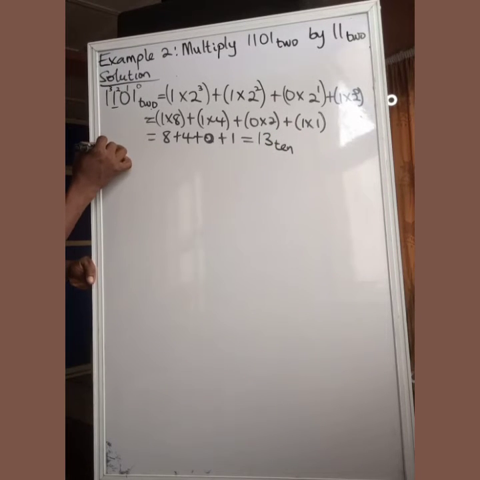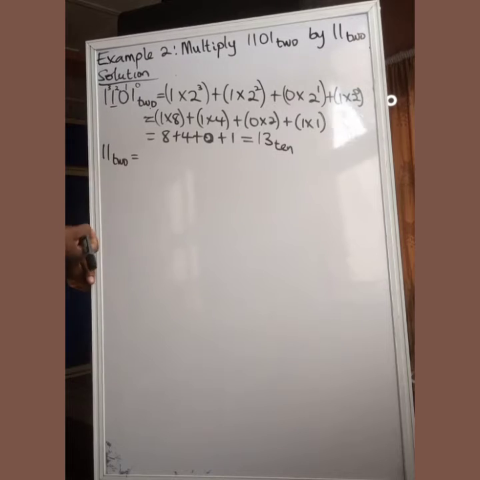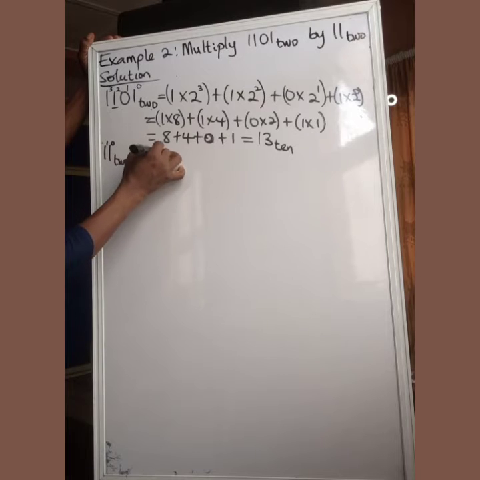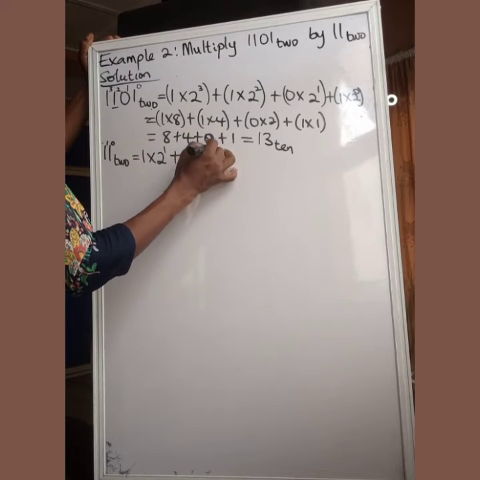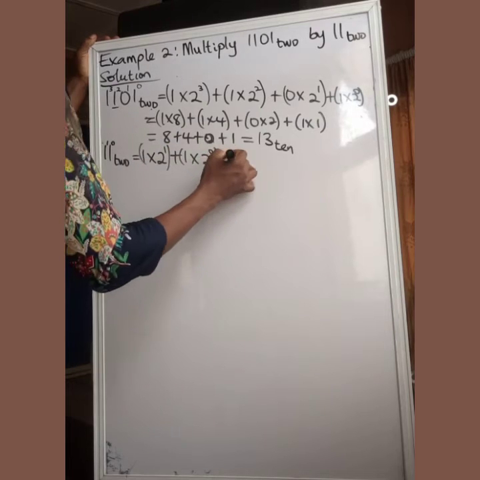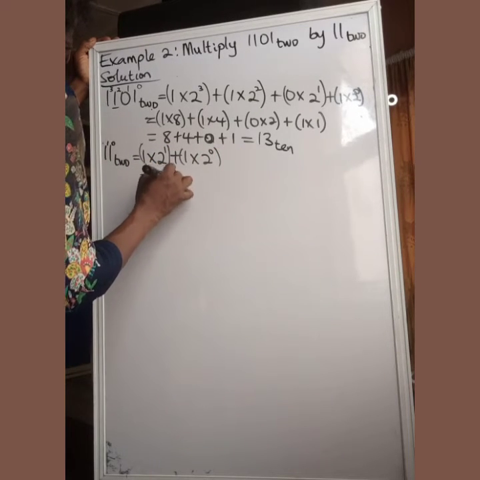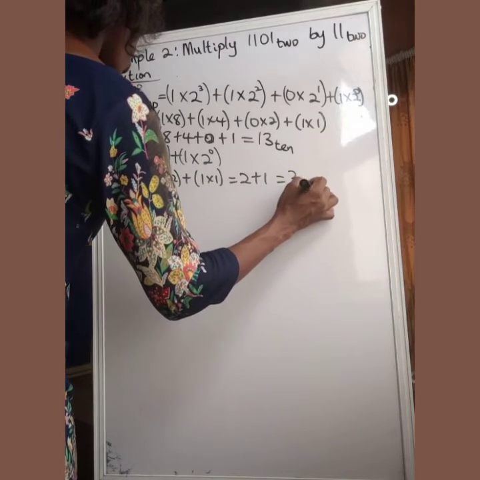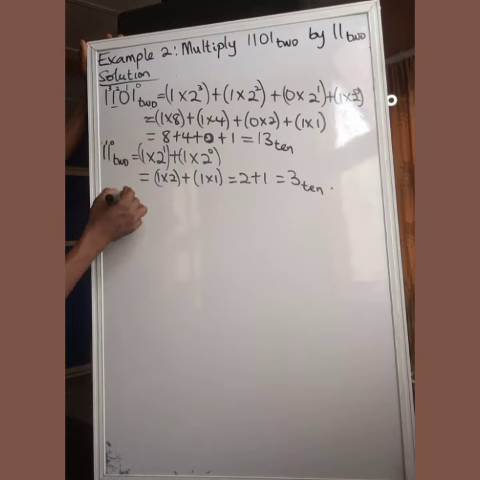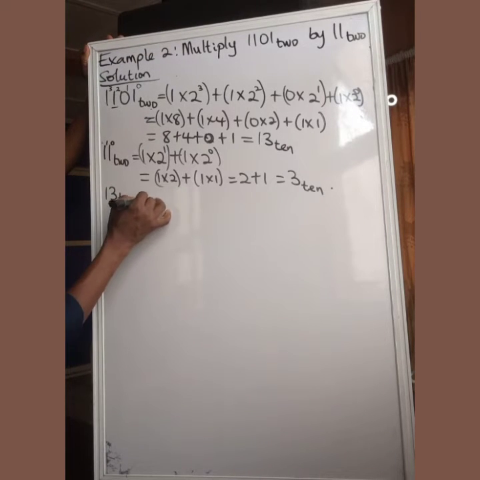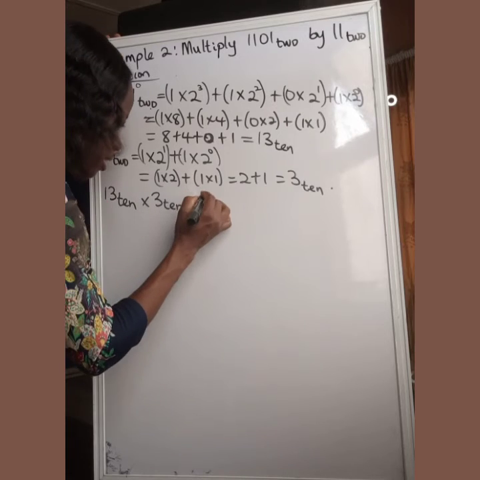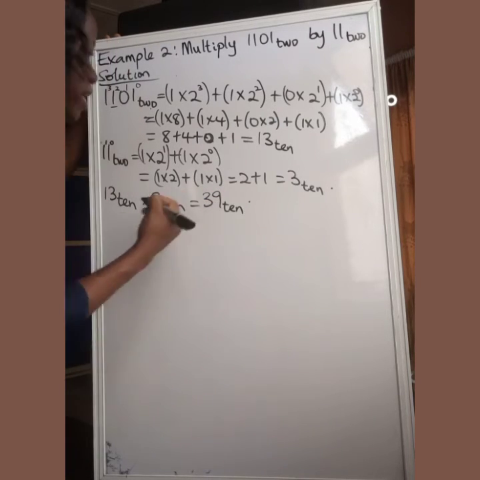Then let's go to the second one. 11 base 2. So we have 0 and 1. So that will be 1 times 2 raised power 1 plus 1 times 2 raised power 0. So what are we going to be having? 1 times 2 plus 1 times 1. And that will be 2 plus 1, which is 3 base 10. Then since it is multiplication, that will be 13 base 10 multiplied by 3 base 10. What is 13 times 3? Yes, it is 39. 39 base 10.